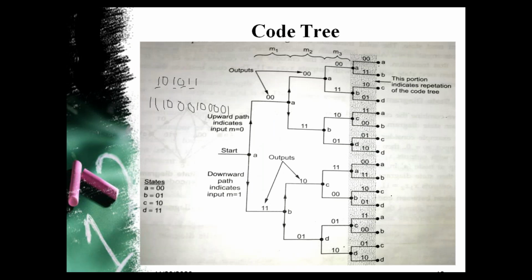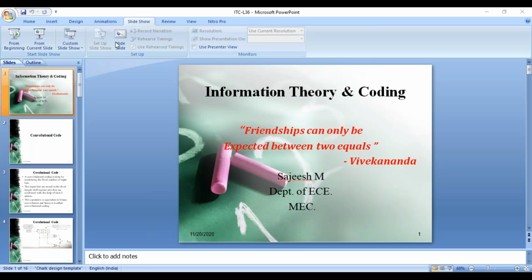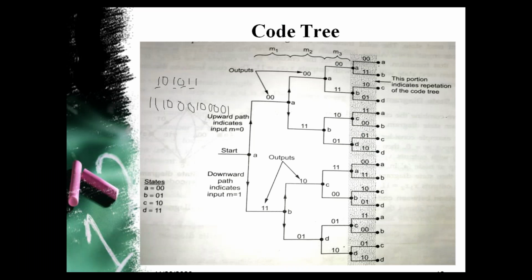Therefore, once we have represented the convolutional encoder as this code tree, it is easy to generate or write the output sequence corresponding to a particular input sequence. Okay, hope that you have understood. Please say yes or no. Please write your response in the chat box. Yes, sir. Okay. Next, we can go to the next representation.